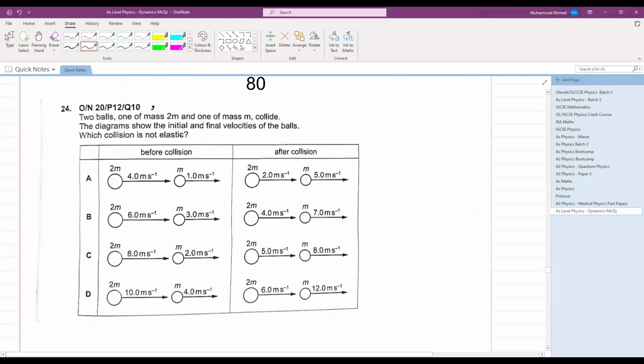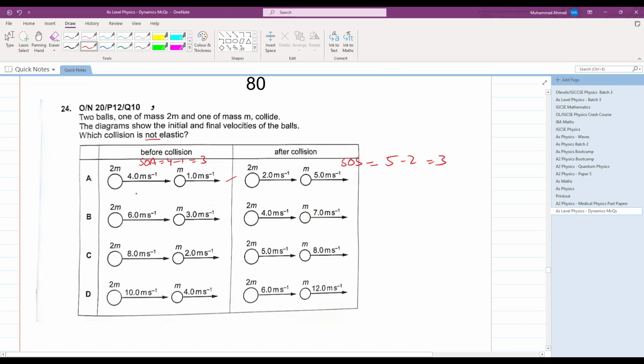Again, let's try this out. Which collision is not elastic? We have to see in which collision speed of approach is not equal to speed of separation. Here, your speed of approach will be what? 4 minus 1, since both of them are in the same direction. What will be the speed of separation here? Since both of them are in the same direction, 5 minus 2, this is 3. So this is elastic, perfect. We have to find a non-elastic collision.